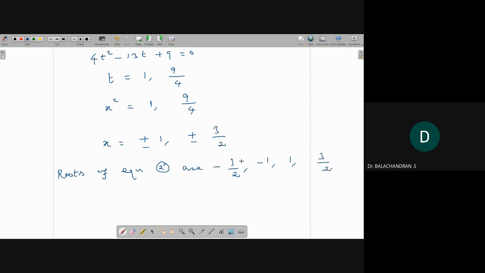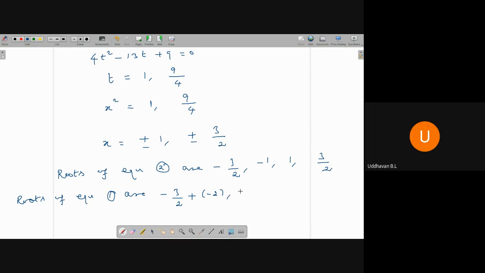So now I need the roots of equation 1, the given equation. How to find? We diminished by minus 2, so we need to add minus 2. Minus 3 by 2 plus minus 2. Okay? That is the meaning.